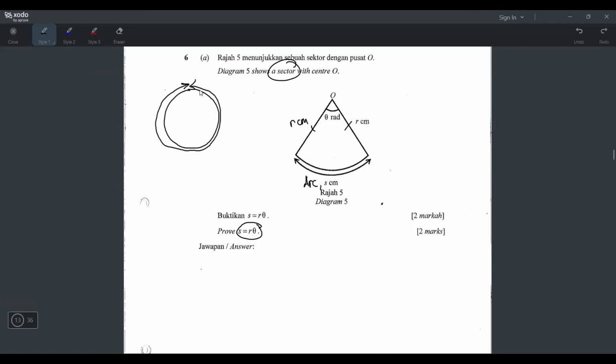It means this line, this outside line right here. The formula we use is 2 pi r. Okay, yeah, 2 pi r. So this is the formula to find circumference, the circumference of the circle, right?